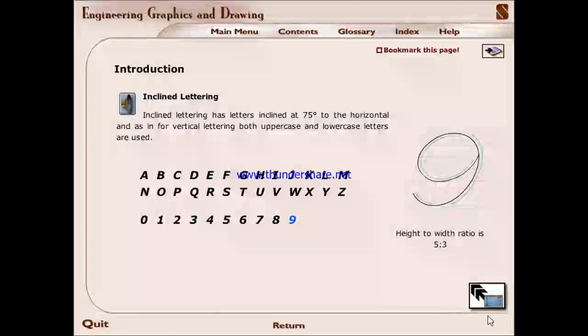In this way, the inclined letters are written. Inclined lettering has letters inclined at 75 degrees to the horizontal, and as in vertical lettering, both uppercase and lowercase letters are used.